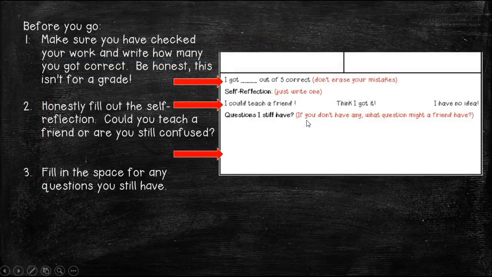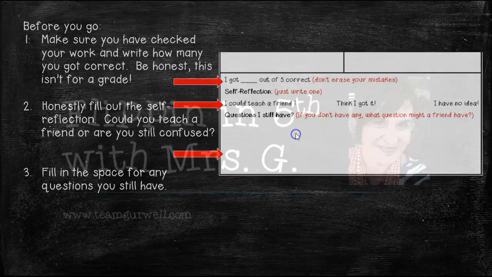Before you go, make sure you've checked your work and you wrote down how many of the problems you got correct. Honestly, fill in that self-reflection. Could you teach a friend? Do you think you got it, or are you still confused? Either way, it's okay. And then fill in the space with any questions you still have.